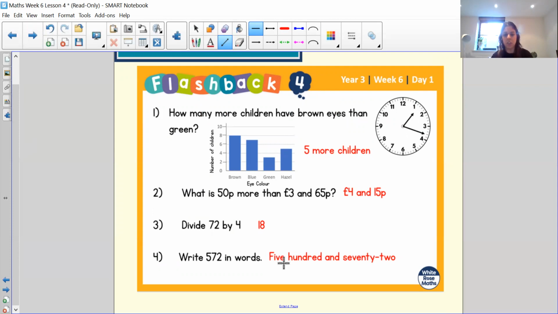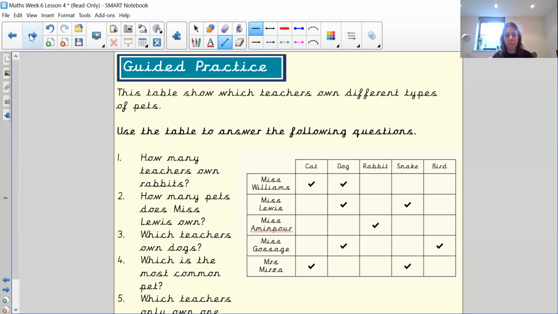And then 572 is written as five hundred and seventy-two. If you've got any of those words spelt wrong, it doesn't matter, as long as it looks or sounds like 572, then that's fine. Try to learn our spellings for our numbers though. But if you've got any of those spellings wrong, you would still get that mark as long as it looked like it said that. Okay, let's have a look at our information.